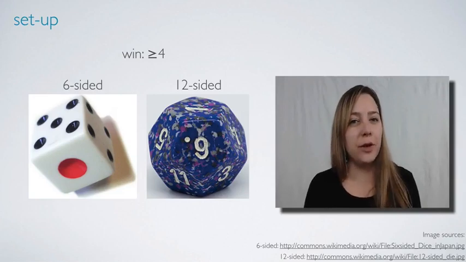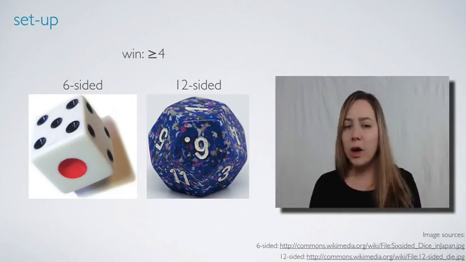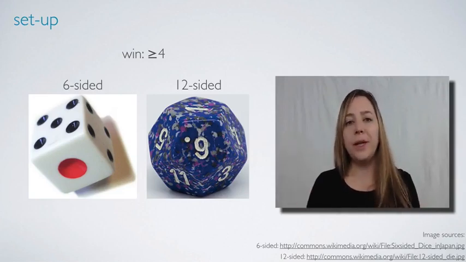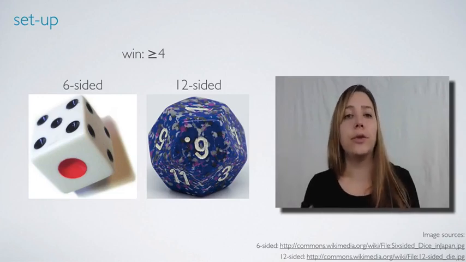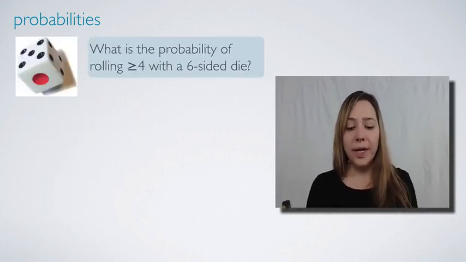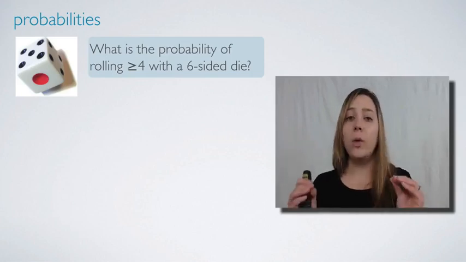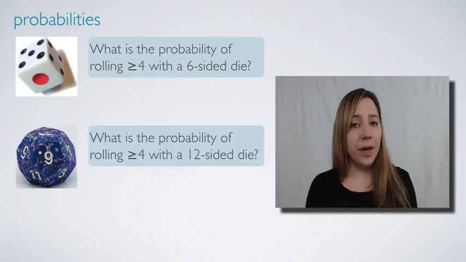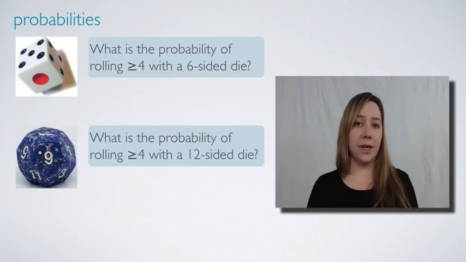Before we delve further into the rules of the game, let's pause for a moment and think about what it means to roll a number greater than or equal to 4 with the two types of dice we have. We're going to ask two questions. What is the probability of rolling a value greater than or equal to 4 with a 6-sided die? And what is that probability with a 12-sided die?